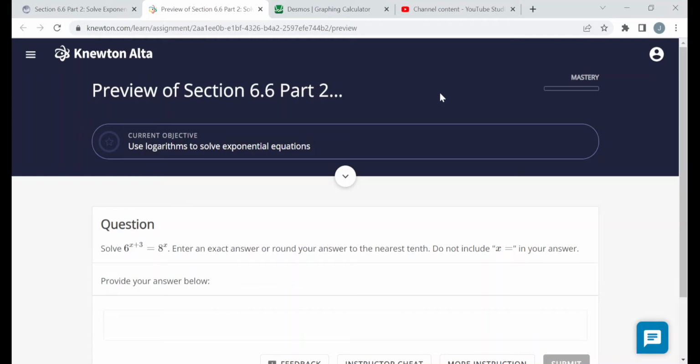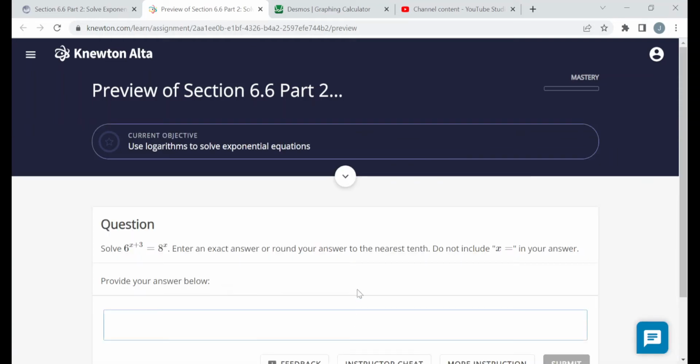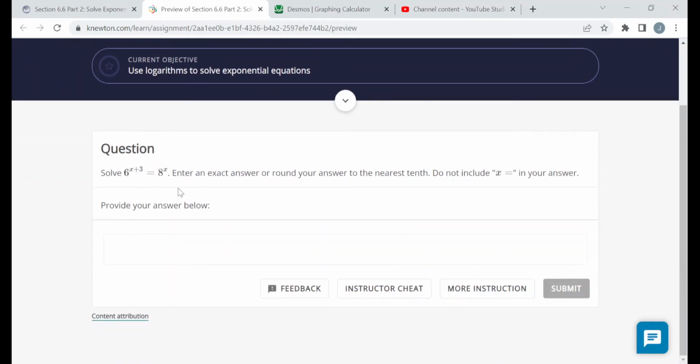Alright, now on the assignment page you should be seeing the title, the mastery bar telling you how far along you've gotten, the objectives. Looks like there are 4 objectives in this assignment. Under the current objective there should be a question related to that objective, and at the bottom of every question you should see a feedback button where you can send feedback to Knewton if you wish.